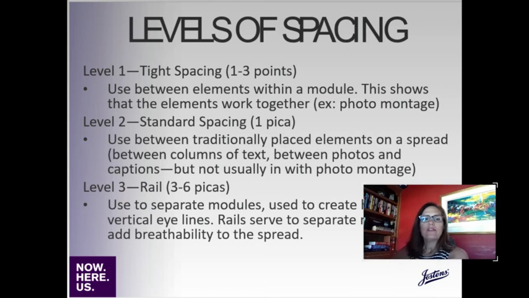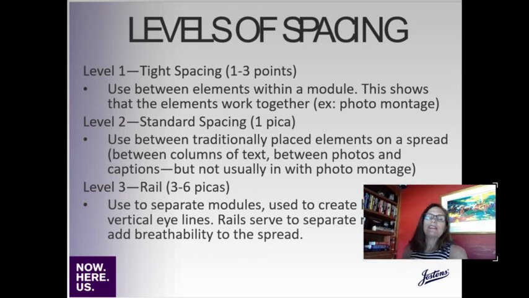There are 3 levels of spacing in design. Level 1 is tight spacing. That's where you place things close together. You can even have 0 points where they directly touch one another, but more typically we're going to have between a real fine 1-point rule line up to a 3-point rule line between the elements on the spread that we want to show that they are working together. So think tight spacing is going to help us squish things. It's going to show us that this group of stuff works together. It's all about one thing.